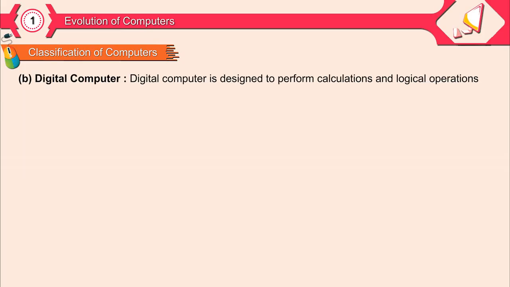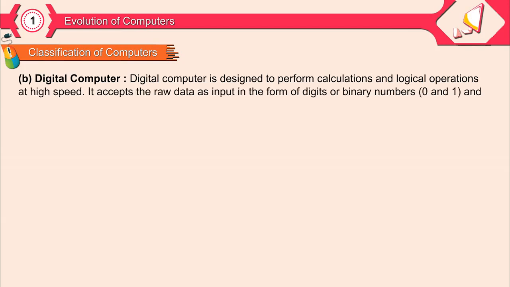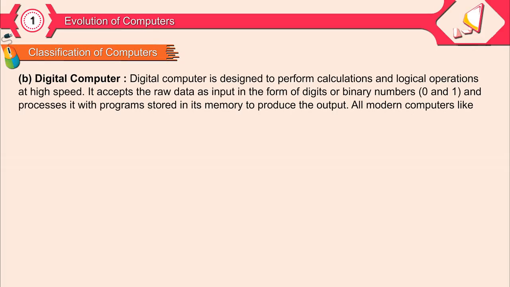Digital computer. A digital computer is designed to perform calculations and logical operations at high speed. It accepts the raw data as input in the form of digits or binary numbers 0 and 1 and processes it with programs stored in its memory to produce the output. All modern computers like laptops, desktops, and smartphones are examples of digital computers.